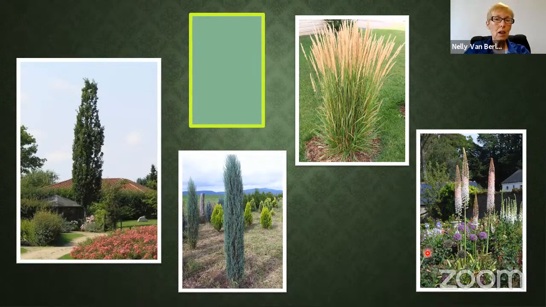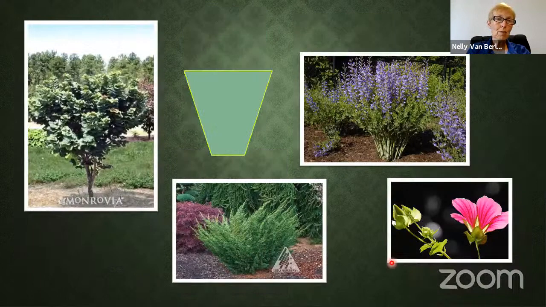Vase shape. Again, you see trees quite often vase shaped. Evergreens quite often will have that vase shape to them. Baptisia is a perfect example of a perennial that has that shape. And then, of course, the mallow flowers, if you look at them from the side, they do have that vase shape also.